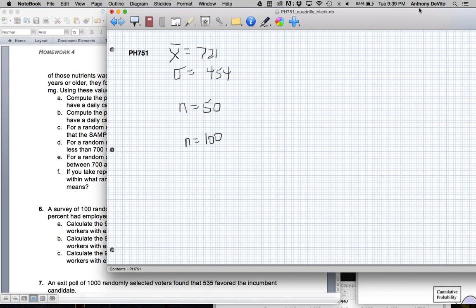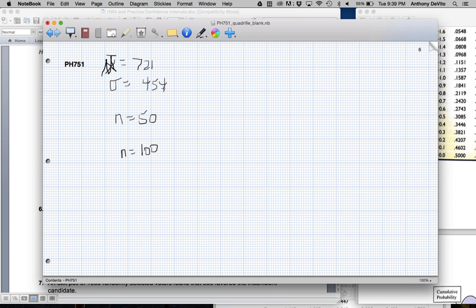So I've already written down here that the mean, actually, what have I done here? It's really the population mean. This really should be mu, right? And this is already sigma. The population mean is 721, and the population standard deviation is 455. If we look at this as a normal distribution, it's actually a little skewed, right? But we're going to ignore that for our purposes.